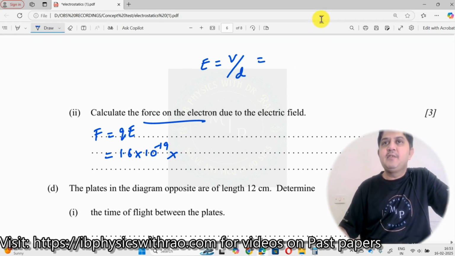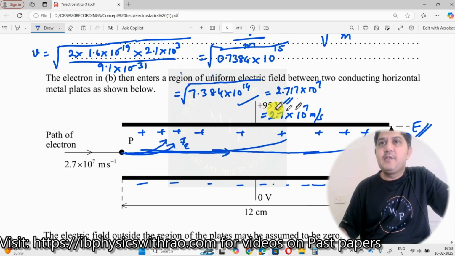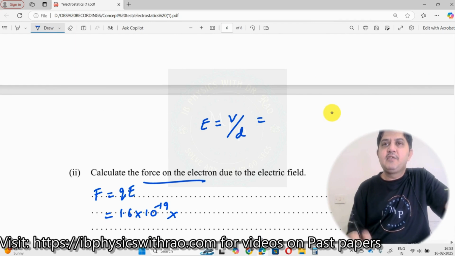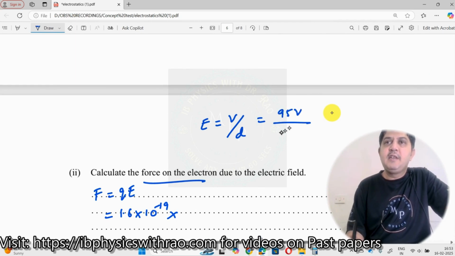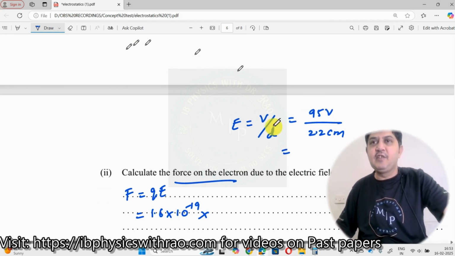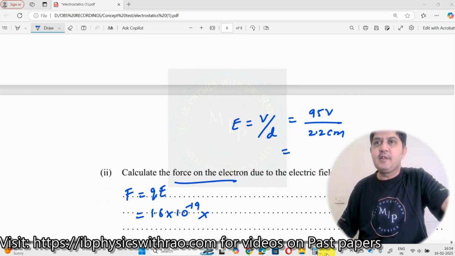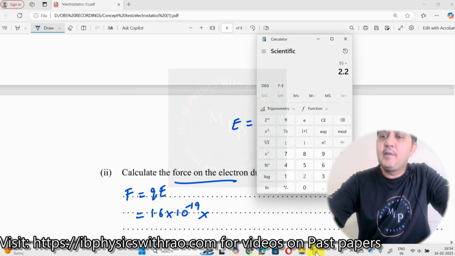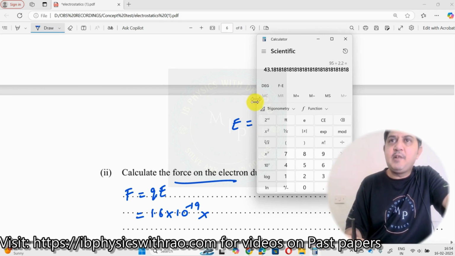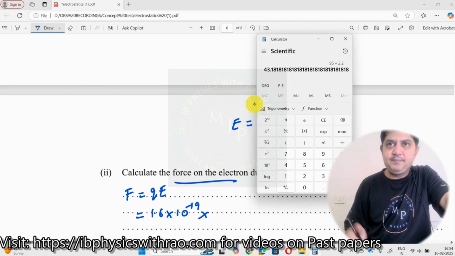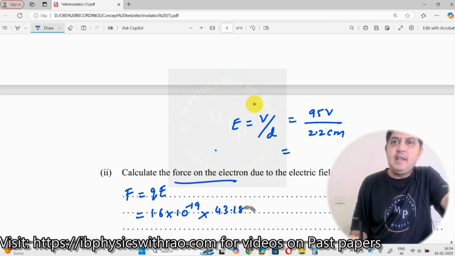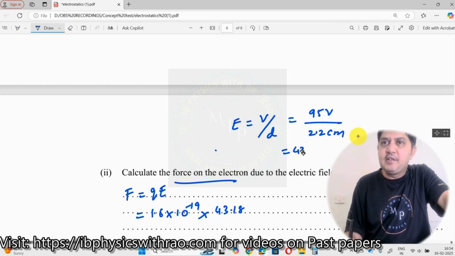Now what is V? Let us find out. V is 95 volt, and D is 2.2 centimeter. Let us substitute that. So 95 volt divided by 2.2 centimeter. Let us calculate this using my calculator. 95 divided by 2.2 will be around 43.1818. So this should be 43.18. I'll write it down here first.